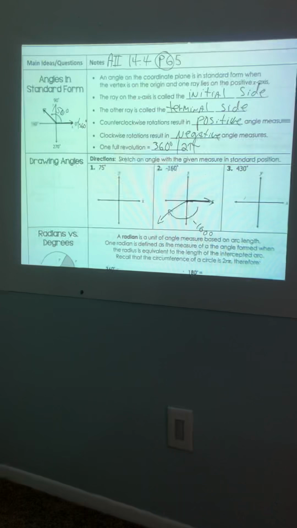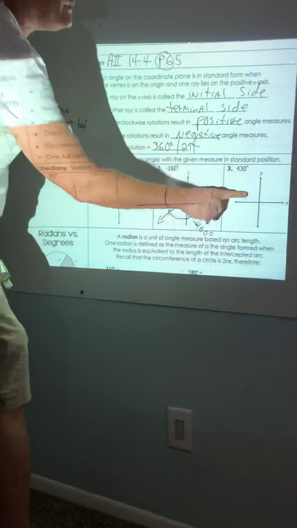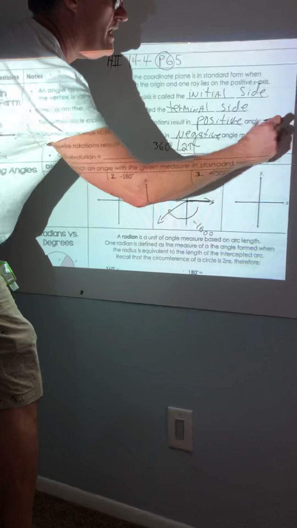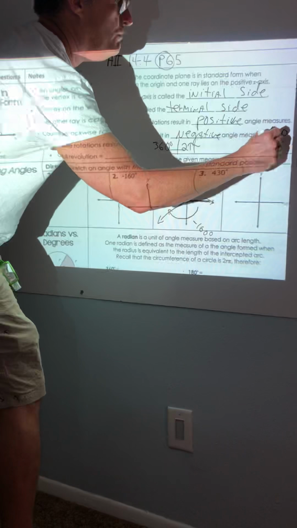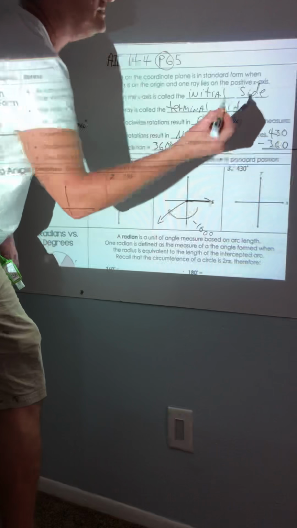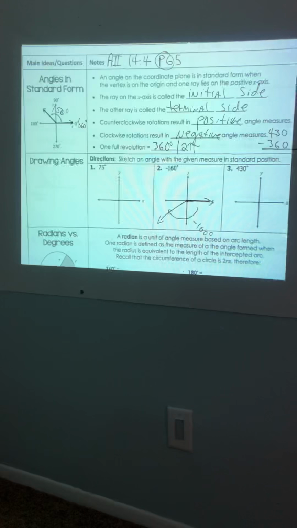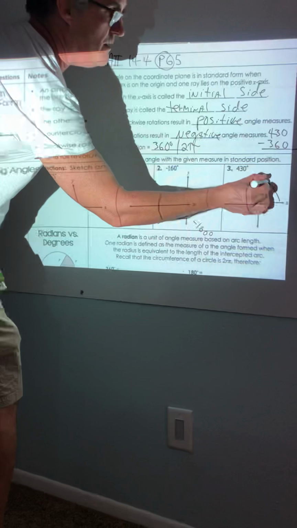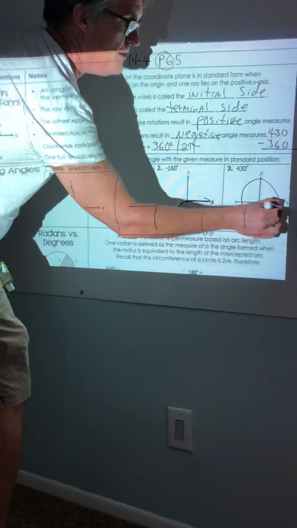Number 3, holy smokages, 430. What? Okay, well, I think the easiest way to do 430 is to take 430 and subtract a full revolution since it's greater than 360. Okay, and this is positive. So look, you know that if I wanted 360, I'm going to do a complete rotation back.